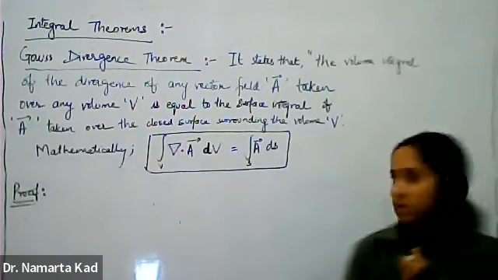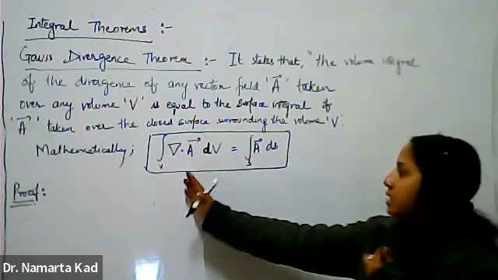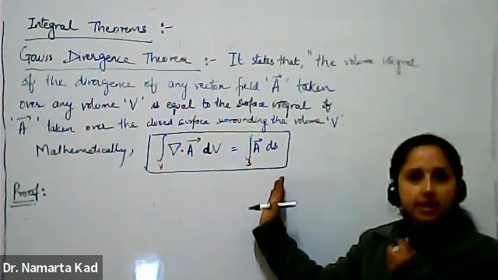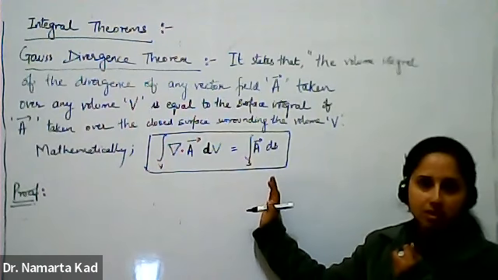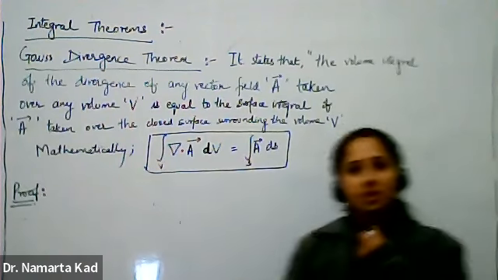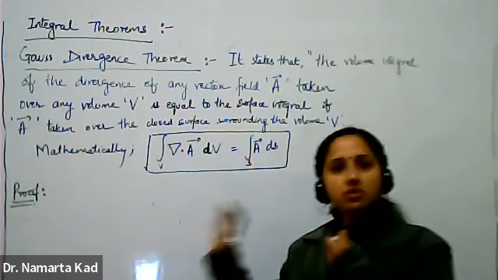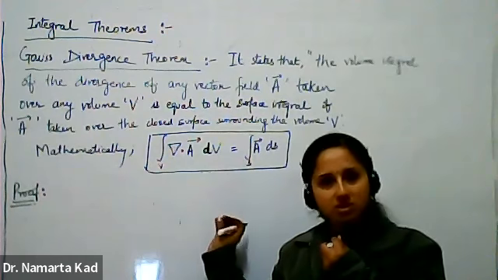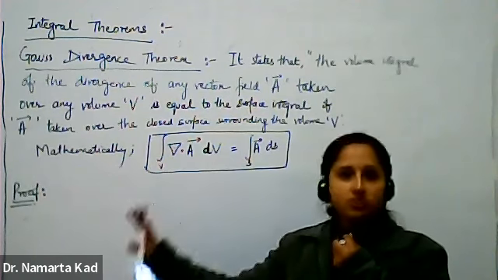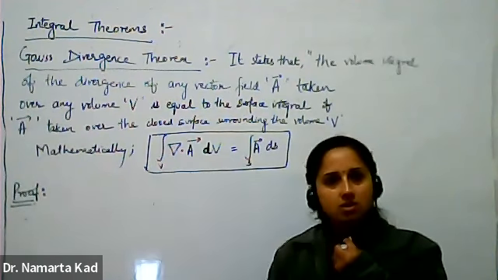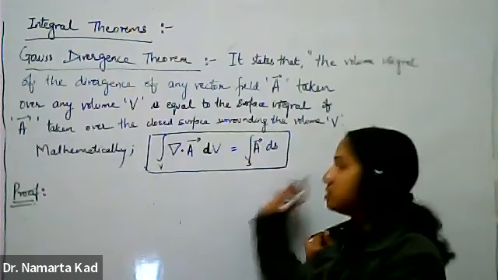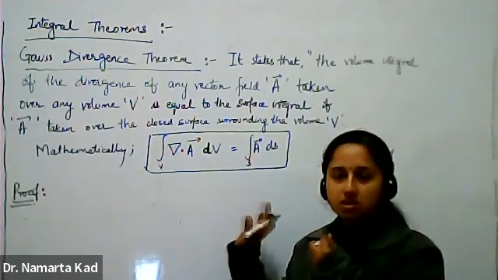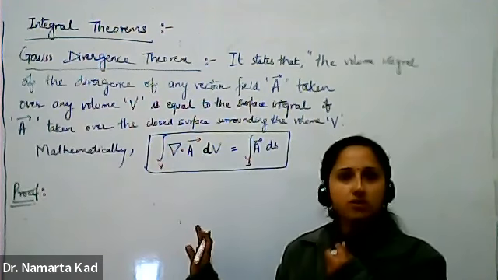And one thing to note down here: on the left hand side there is the volume integral, on the right hand side there is the surface integral. So what is the main application of this theorem? This theorem is used where we have to convert the volume integral into the surface integral, or vice versa. There are some requirements in which we have to convert the surface into the volume or volume into the surface. Then we can apply this Gauss divergence theorem.